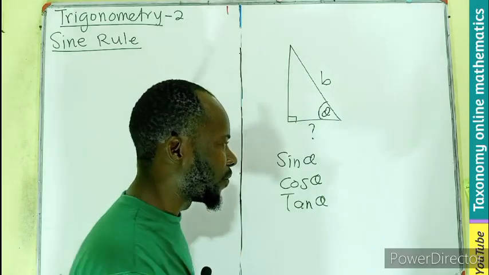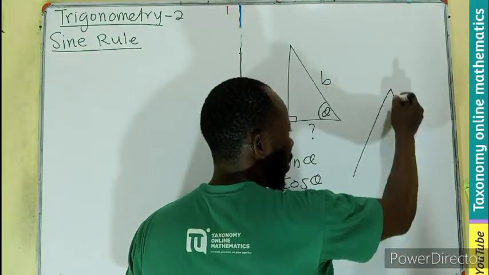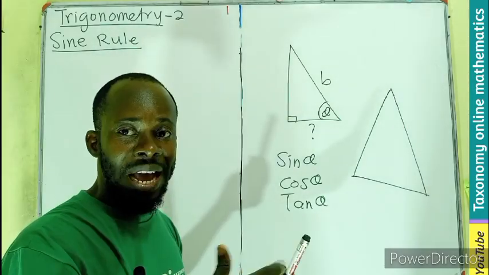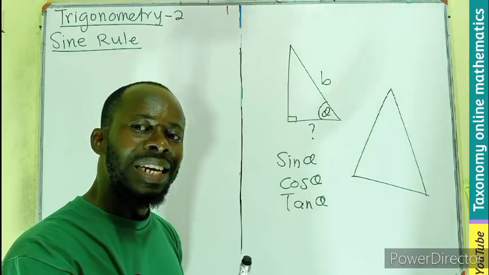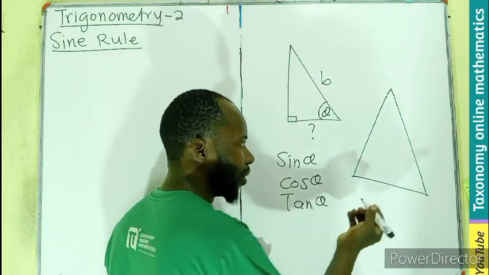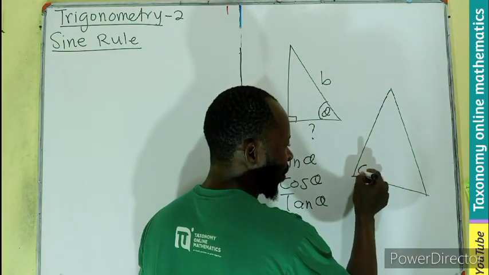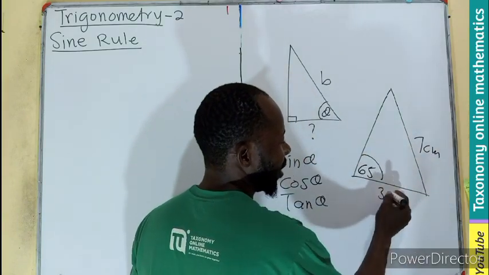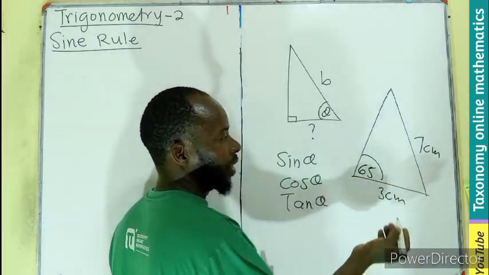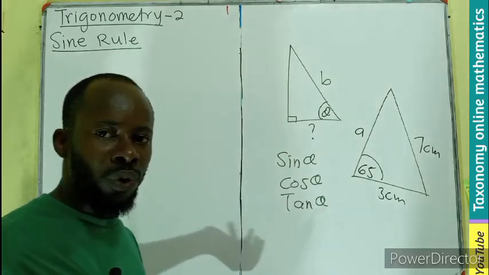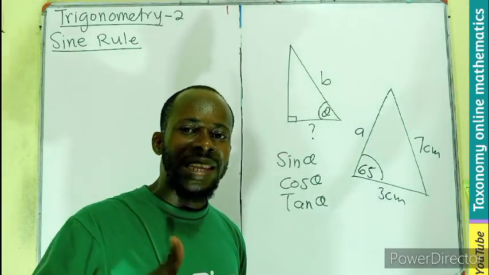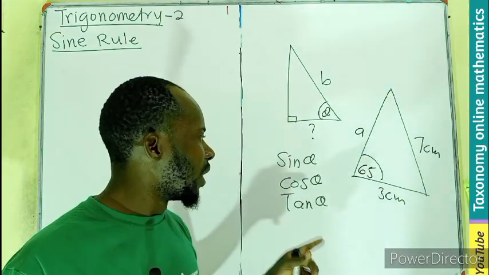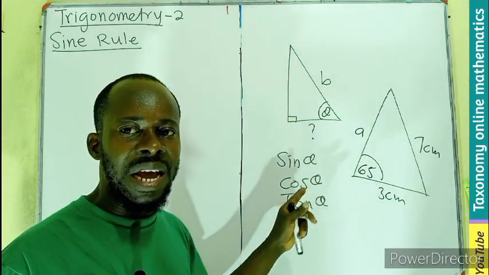Have you ever wondered, if the triangle given to you is not a right angle triangle, how we are going to find a missing side and missing angle? For example, if I give you here an acute angle of 65, given here as 7 centimeter, 3 centimeter, and we are asked to find A. You can see that because it is not a right angle triangle, Pythagoras theorem will not work. Neither will the trig ratios have their take on this.